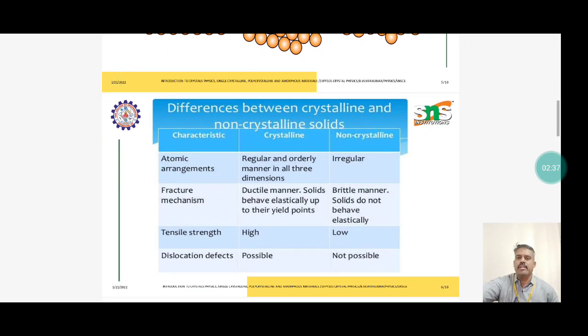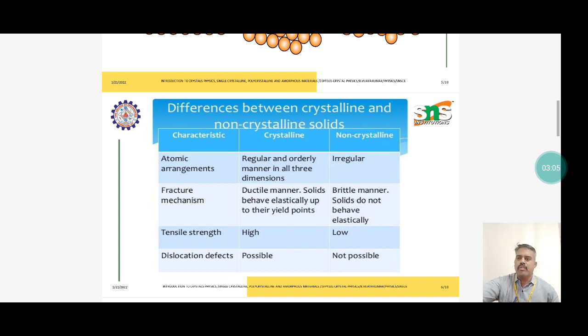In the next slide we discuss the difference between crystalline and non-crystalline solids. We discuss these two based on some characteristics: atomic arrangement, fracture mechanism, tensile strength, and dislocation defects. The crystalline solid is formed in a regular and ordered manner, while the non-crystalline is in an irregular manner.